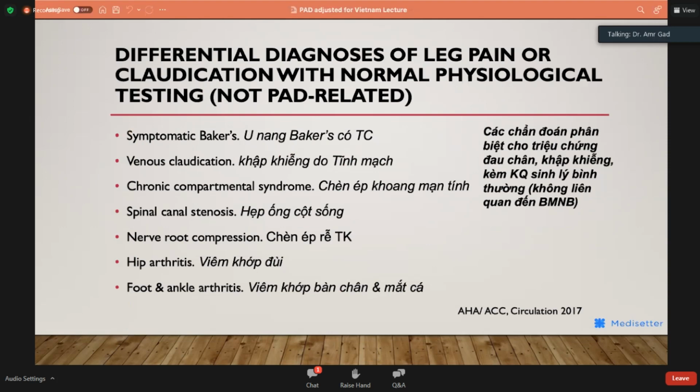Differential diagnosis of leg pain is very important, because not all leg pains are chronic ischemia, so we have to differentiate. And we saw how we can pick out the ischemic patient from the symptoms. There are other pathologies that give leg pain, like Baker's cyst, which appears in the popliteal fossa when it is symptomatic, venous claudication, chronic compartment syndrome, spinal canal stenosis, nerve root compression, hip arthritis, or foot and ankle arthritis. All of those give pain that has to be differentiated from ischemic pain.